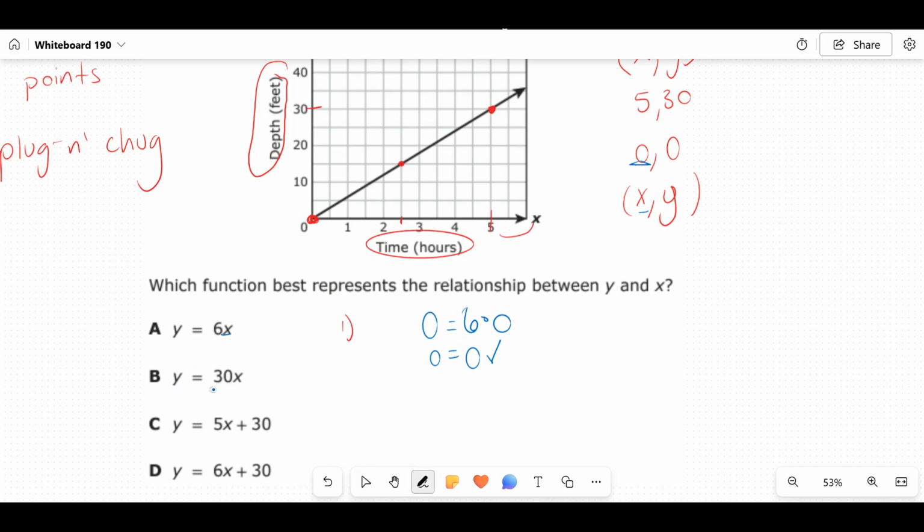But don't get too excited yet, because that also works for this one. If I plug in 0 for my X, I get 30 times 0 is equal to 0. And this says that 0 is also equal to 0. So far, these two answers are fantastic.